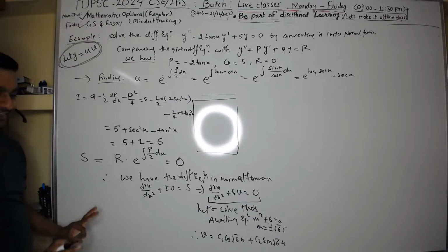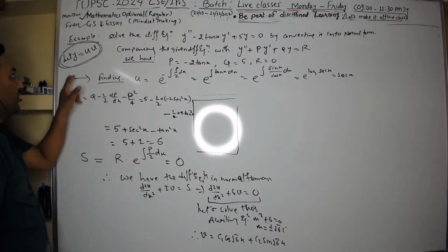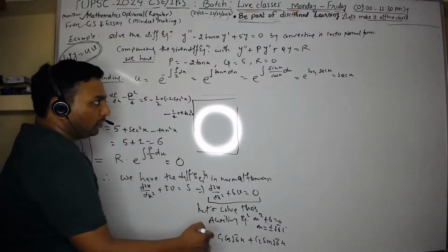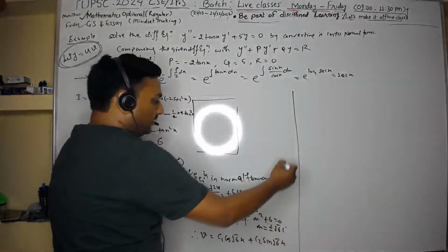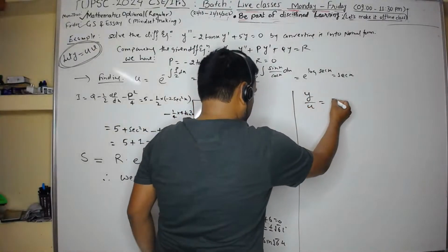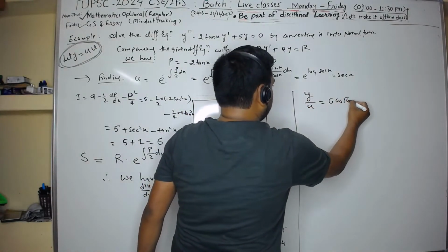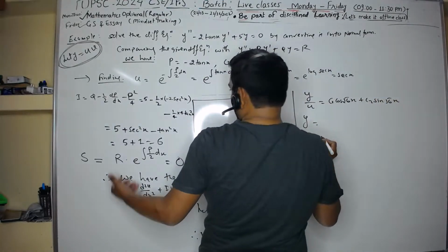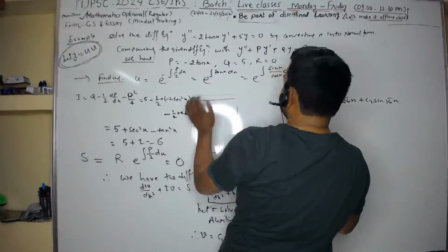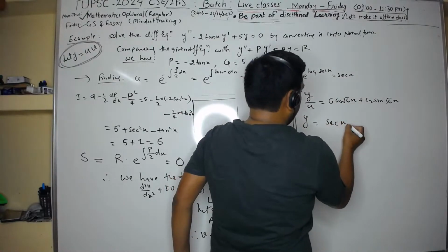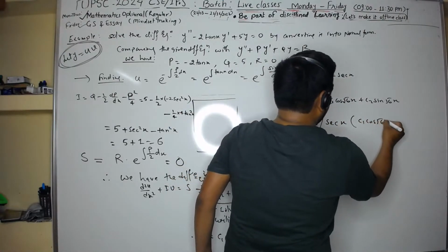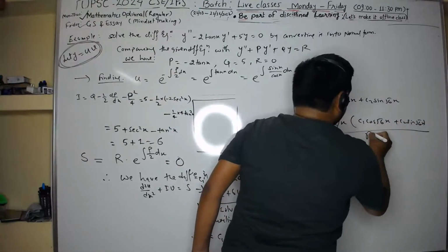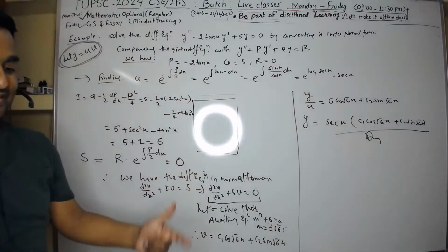Please note down this. We substitute V ki jagah y upon u. Fair? So y upon u goes to c1 cos root 6x plus c2 sin root 6x. U is what? Where did u go? Sec x. So that becomes y equals sec x into c1 cos root 6x plus c2 sin root 6x. That is your answer. Note it down, please.